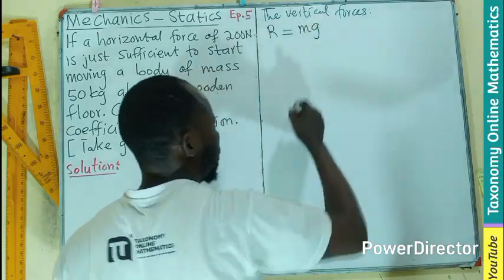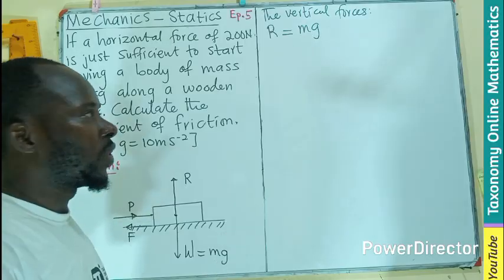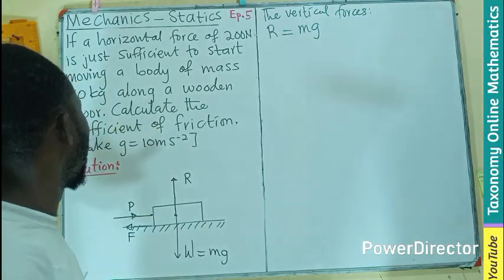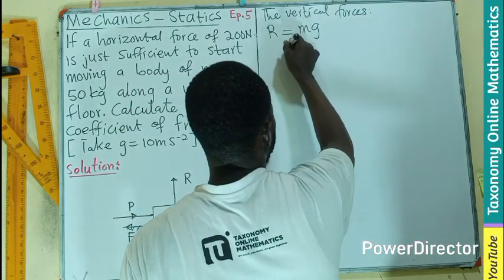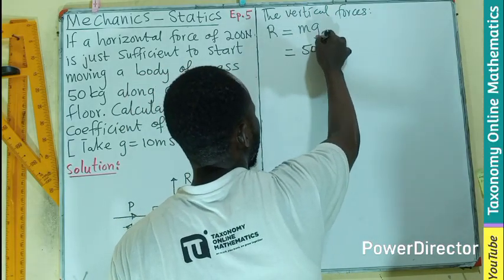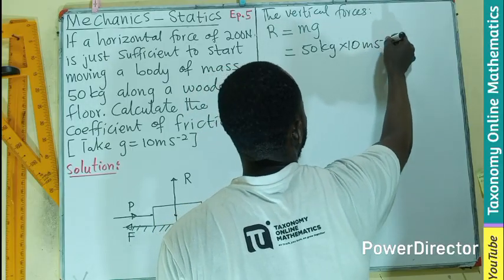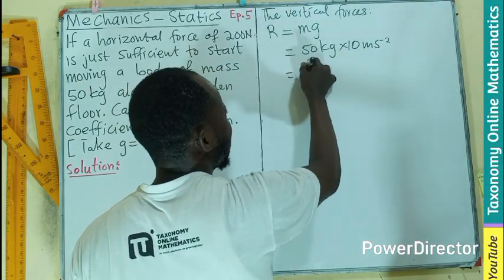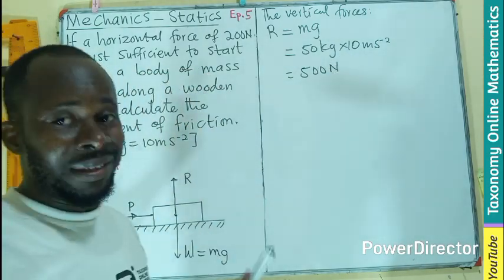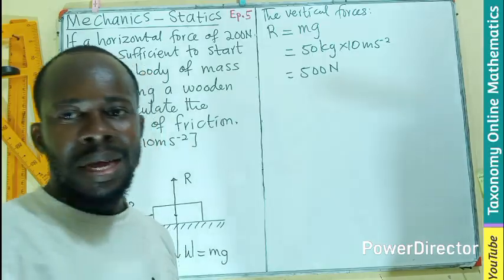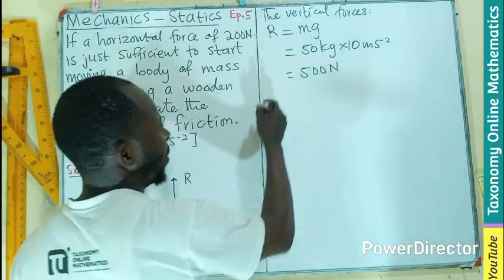be the mg. And in order to get the value of the normal reaction, we know the m is 50 kg. So this can be given as 50 kg times 10 meter per second square, and that will give us 500 what? Newton. It means the sum of the vertical force in this case is 500 what? Newton. Let's look at the horizontal forces.